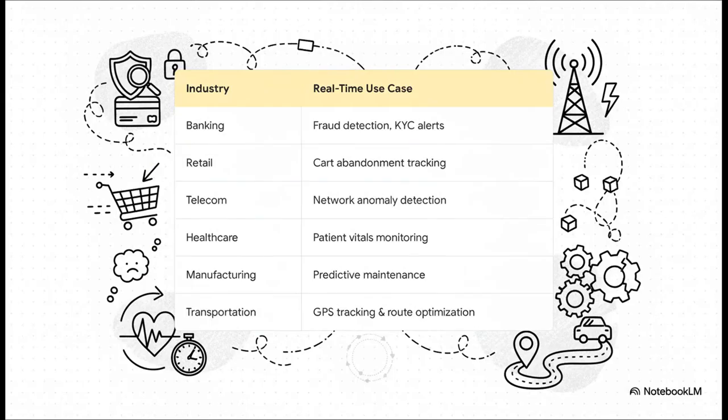And as you can probably guess, the use cases for this are just everywhere. It's not just for banks detecting fraud. It's for retailers figuring out why someone abandoned their shopping cart. It's for telcos spotting network problems before they cause an outage. It's for manufacturers predicting when a machine is about to fail. This isn't some niche tool for a few companies. This is a foundational shift for almost every single industry out there.